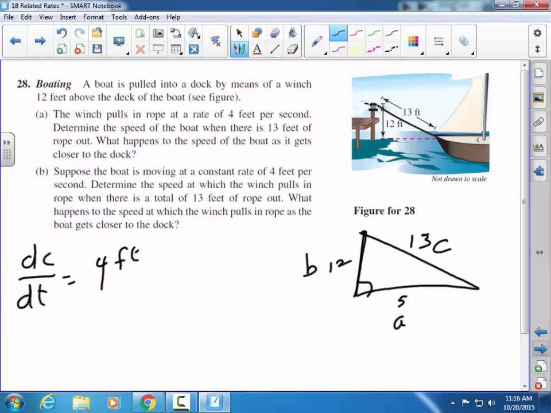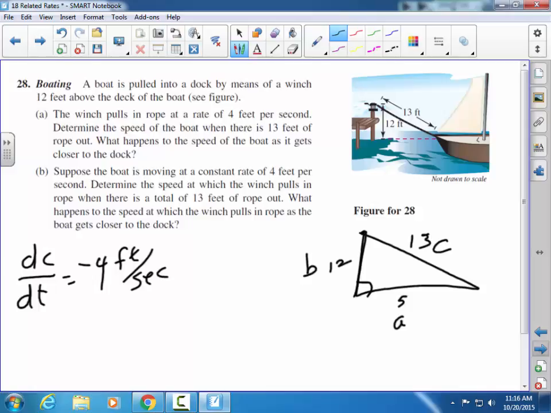Now, very important question. Is it positive or negative? Why? It's being pulled closer. Now, this is a very important thing for you to recognize here, class. What's happening to C? Is C getting shorter or longer? Shorter. Since C is getting shorter, dC has to be negative. Does that make sense? If C is getting shorter, dC has to be negative, okay?